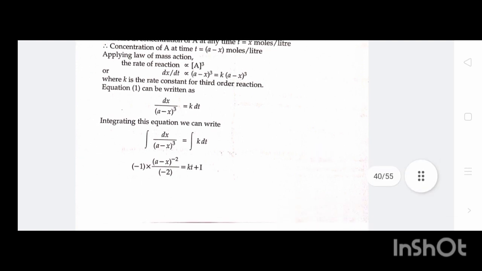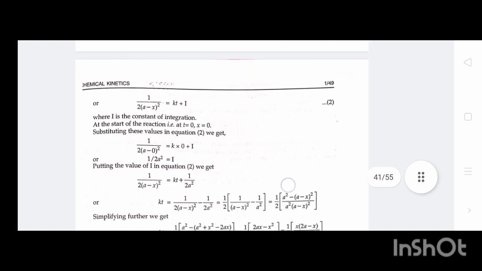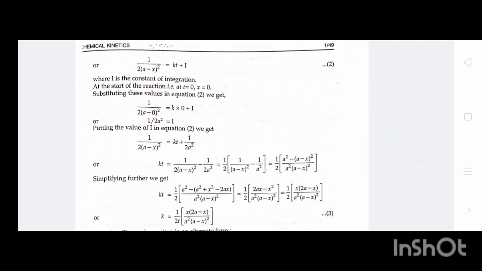Applying the law of mass action, the rate of reaction is directly proportional to [A]^3, so dx/dt is proportional to (a - x)^3, equals k(a - x)^3, where k is the rate constant for third order reactions. Equation 1 can be written as dx/(a - x)^3 = k dt. Integrating this equation, we get 1/(2(a - x)^2) = kt + I, where I is the constant of integration, when t = 0 and x = 0.